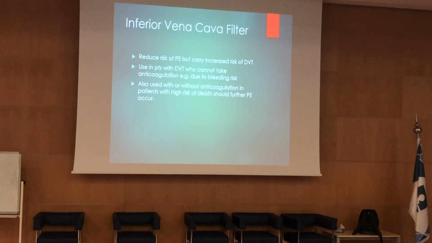So what we call an inferior vena cava filter is sometimes used. If the patient is bleeding and we cannot give him heparin, we put a filter for him just to prevent, not to treat the thrombus, just to prevent more and more thrombosis.